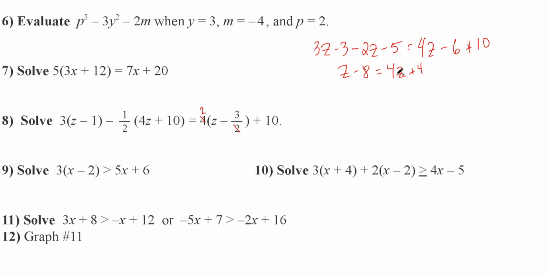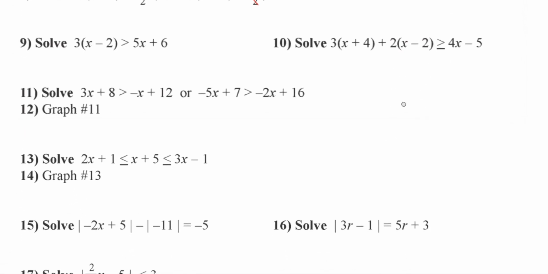You could take the 4z over here. You could take the z over to the right. If it was me, I would subtract the z from both sides. So subtract the z, just to keep it positive. That's the only reason. Get rid of the 4. So I got what? 3z equals -12. Divide by 3. Z is -4. Easy peasy.